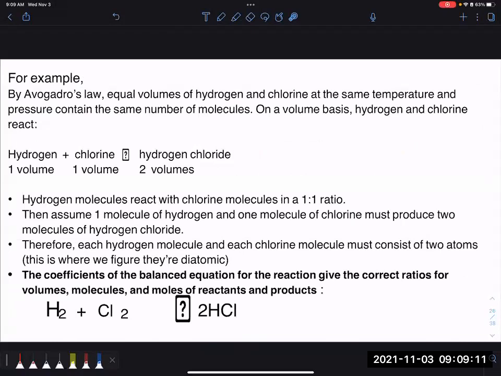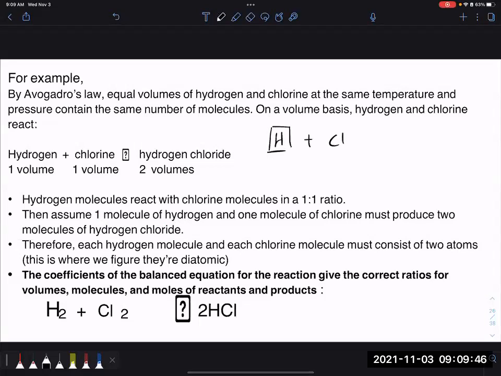Okay. So then assume we have 1 molecule of hydrogen, 1 molecule of chlorine must produce 2 molecules of hydrogen chloride. Therefore, each hydrogen molecule and each chlorine molecule must consist of 2 atoms. Yes. So if we take this one, so if these reacted and it was just 1 hydrogen, right? So hydrogen existed as a gas, right? And it's just a single hydrogen.